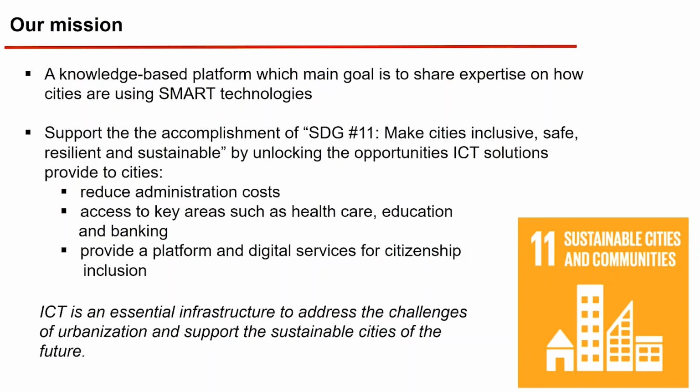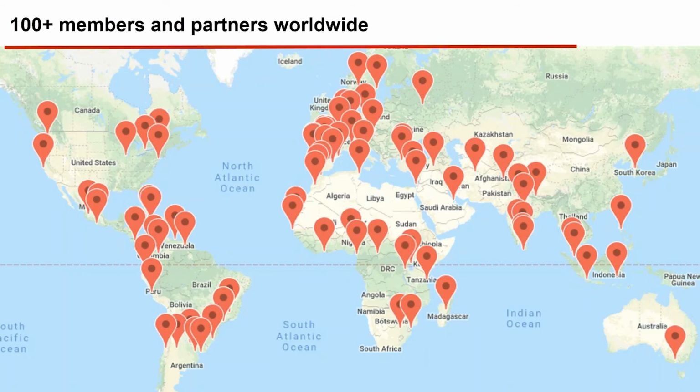So besides this knowledge exchange, we also want to support cities accomplish the Sustainable Development Goals set by the United Nations, and specifically the number 11, which is to make cities inclusive, safe, resilient, and sustainable. And we believe that ICT tools can unlock a series of opportunities for cities to tackle those goals. For example, reducing administrative costs, but also making accessible certain services that before were not accessible. And also, of course, to provide a platform and digital services for including the citizenship of those territories. So we strongly believe that ICT is essential infrastructure as we move forward in the urbanization and the sustainable urbanization.